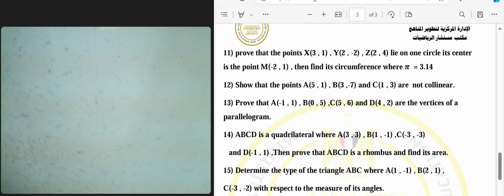Prove that the points X, Y, and Z lie on a circle with center M (-2, 1). Then find the circumference of the circle, where pi equal 3.14. Okay. To prove that the points X, Y, and Z lie on the circle, we must prove that MX equal MY equal MZ because all radii are equal lengths.